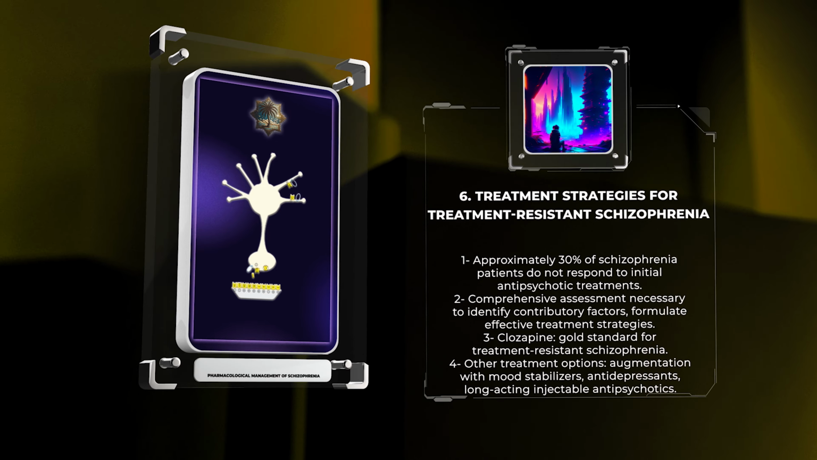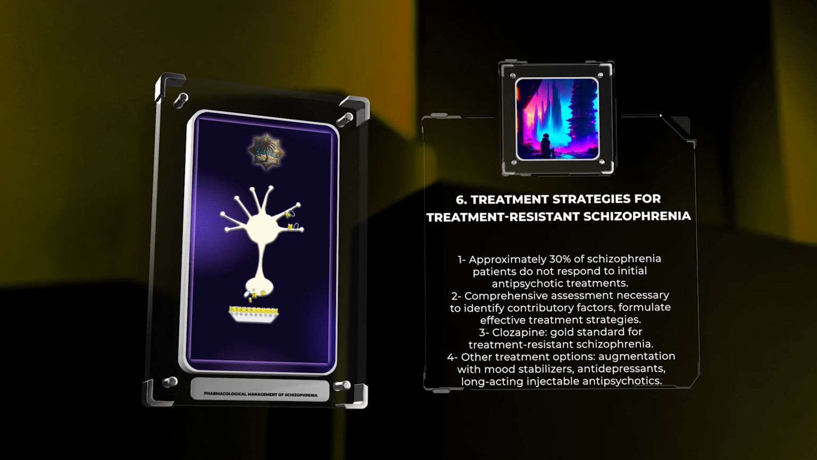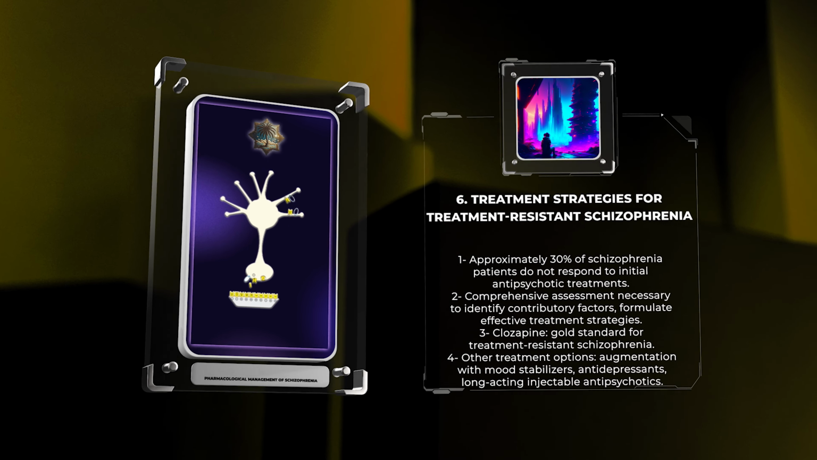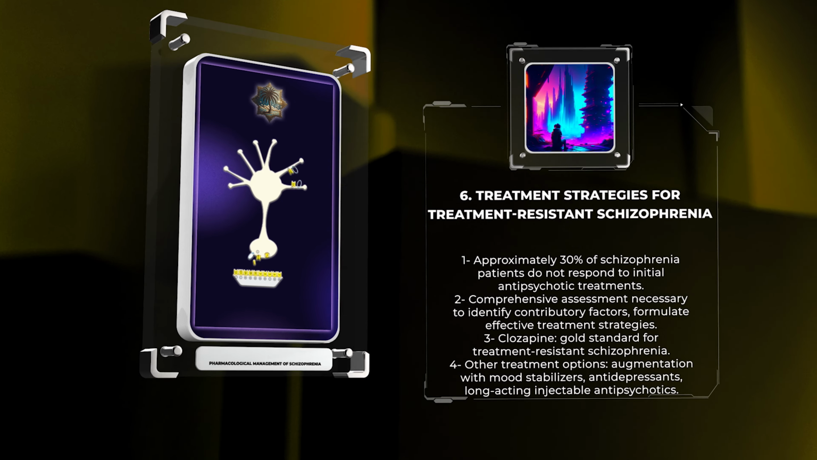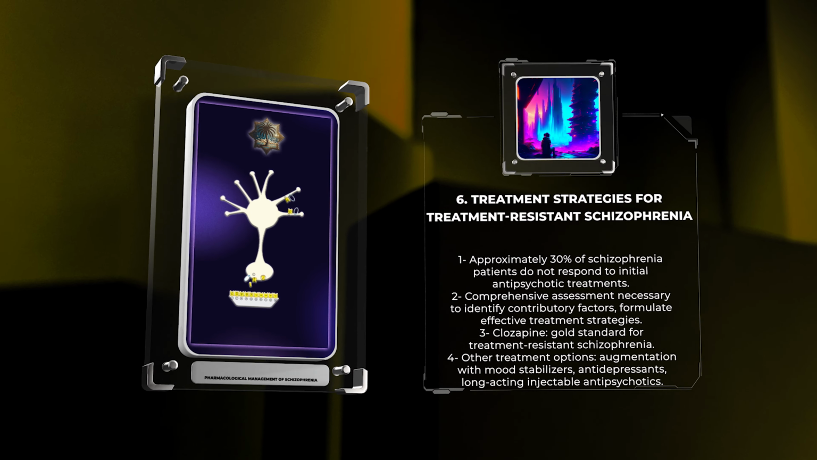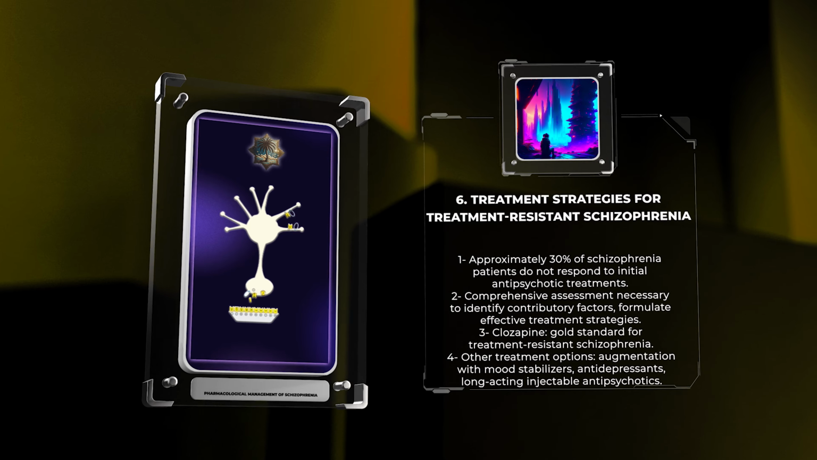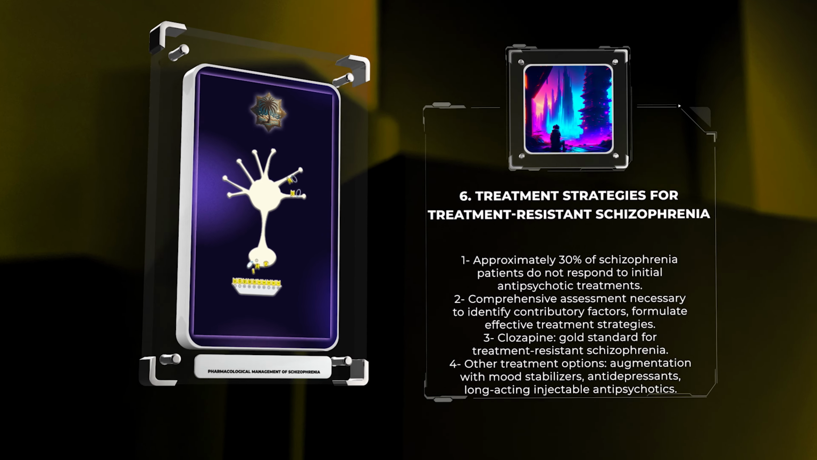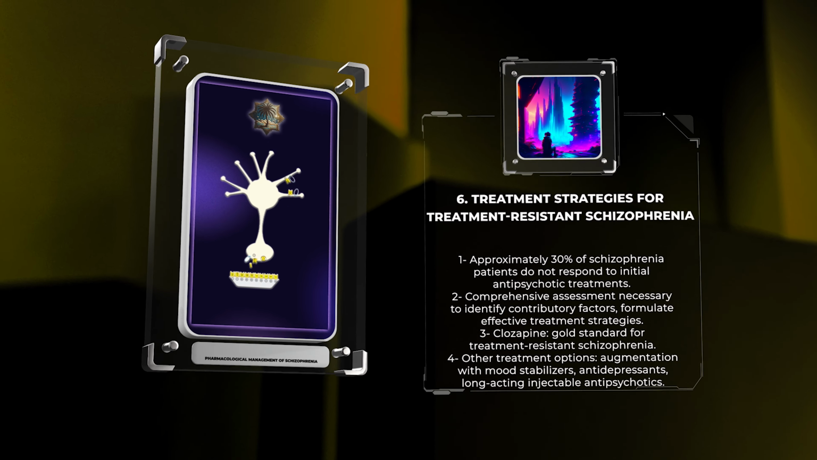For these individuals, a comprehensive assessment is necessary to identify potential contributory factors and formulate effective treatment strategies. Clozapine, an atypical antipsychotic, is considered the gold standard for treatment-resistant schizophrenia due to its unique receptor binding profile. However, the use of clozapine requires close monitoring due to the risk of agranulocytosis. Other treatment options for treatment-resistant schizophrenia may include augmentation with mood stabilizers, antidepressants, or the addition of long-acting injectable antipsychotics.